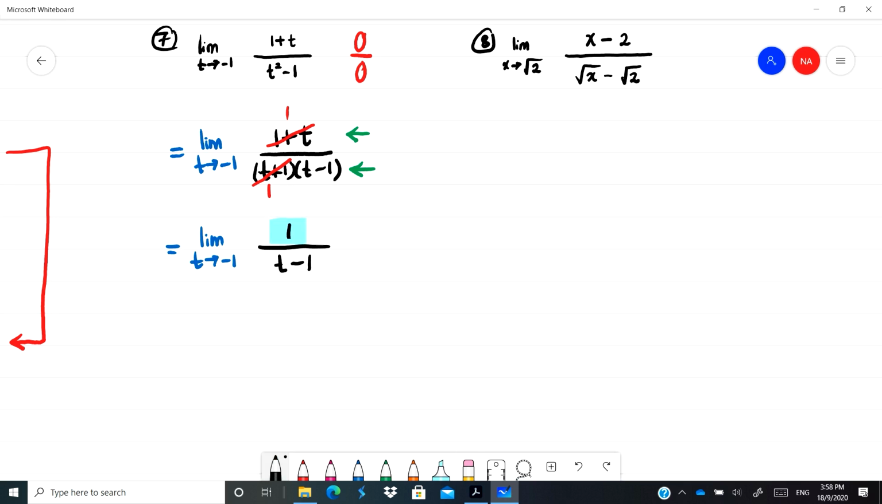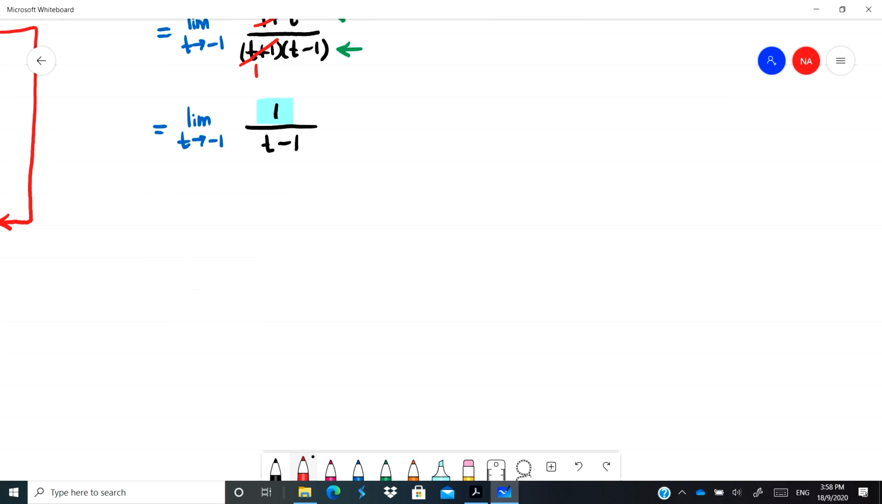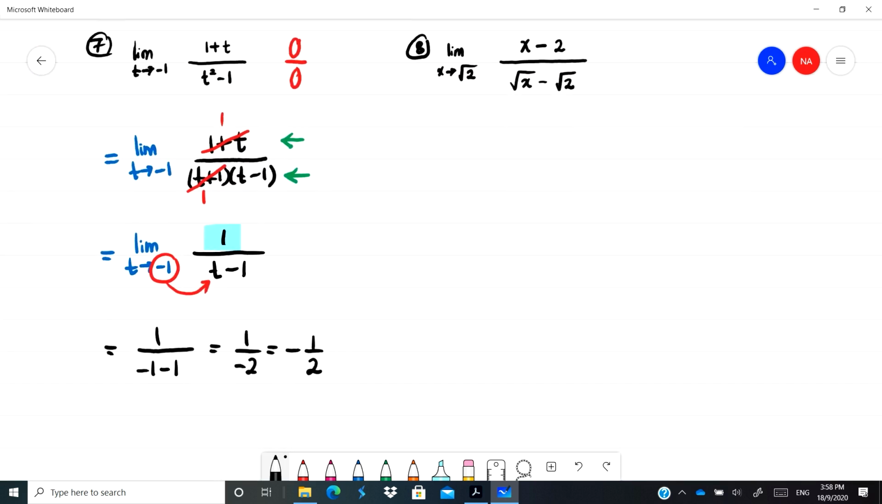So now, you can substitute the value of t with -1. So what you have is 1 over t minus 1, which becomes 1 over -1 minus 1. So this will be 1 over -2, so you can simply write -1 over 2, negative half. This is also quite interesting, but please take note that this is actually 1 over t minus 1, not t minus 1 itself.